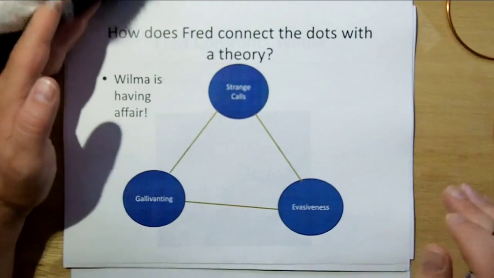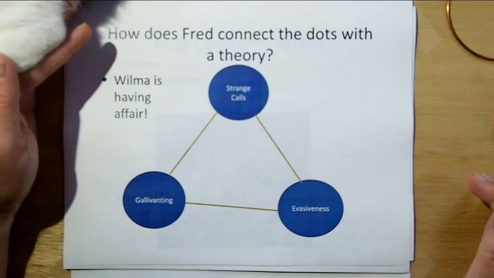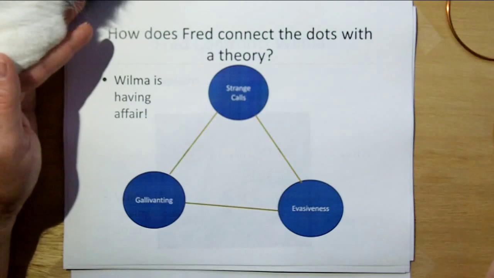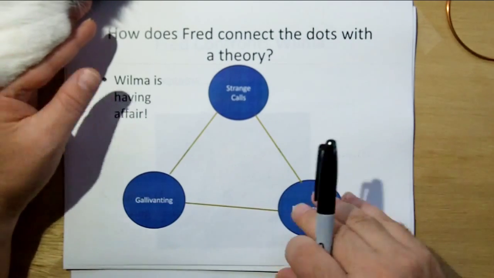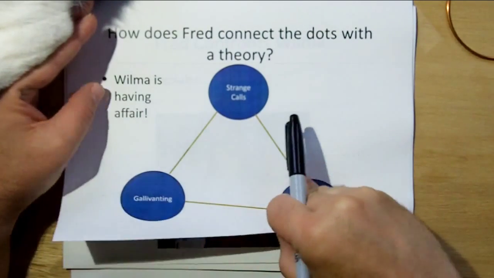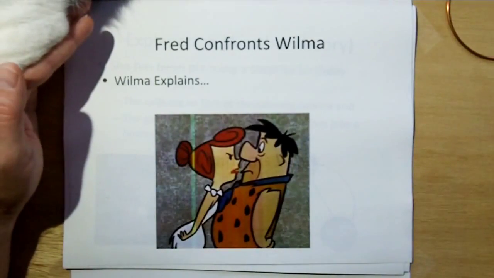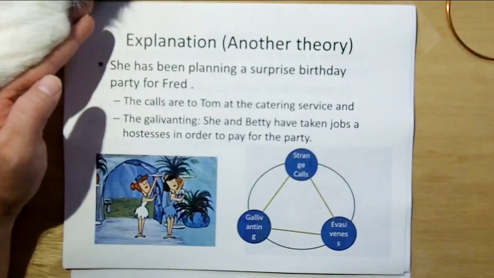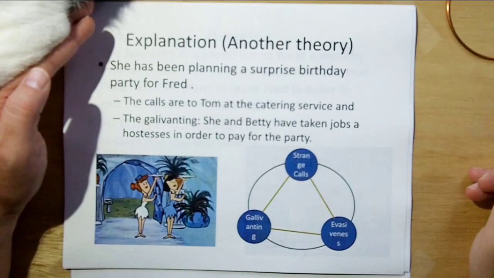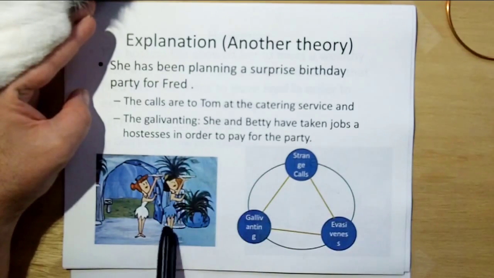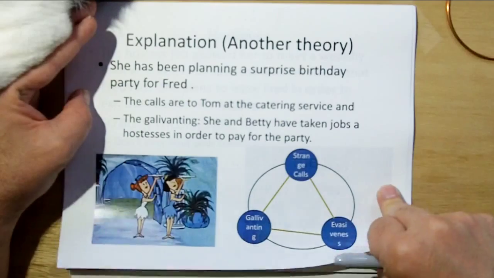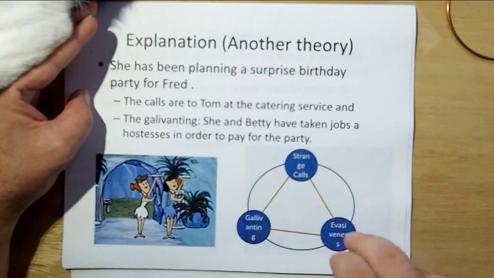So, how does Fred connect the dots with a theory? Well, the simplest theory, and what usually happens in all these sitcom shows, is Fred automatically comes to the assumption that Wilma is having an affair. But there's another theory that could fit those dots. As Fred confronts Wilma, Wilma explains that she's been planning a surprise birthday party for Fred. The calls are to Tom at the catering service, and the gallivanting, she and Betty are taking part-time jobs as hostesses in order to pay for the party. So you can have a different theory that fits the same observations.